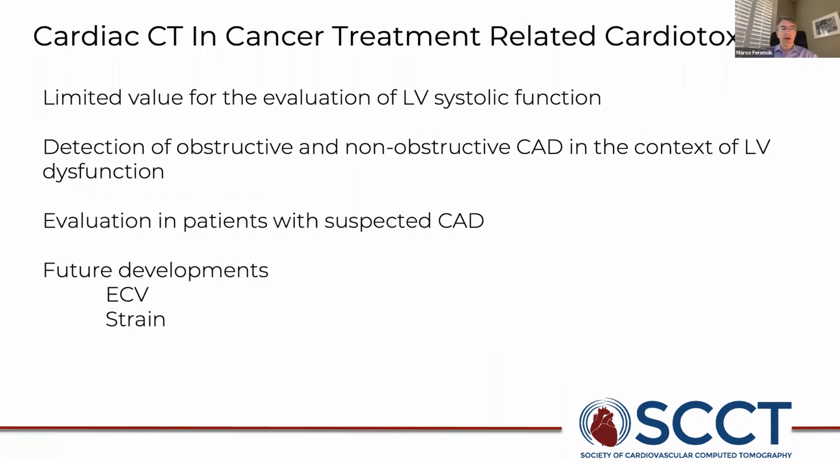Thank you, Juan. Now I will go from mostly asymptomatic, risk assessment patients, to patients who present to our cardio-oncology clinic with symptoms or findings of decreased LV systolic function. That's very common in cancer-related cardiotoxicity.